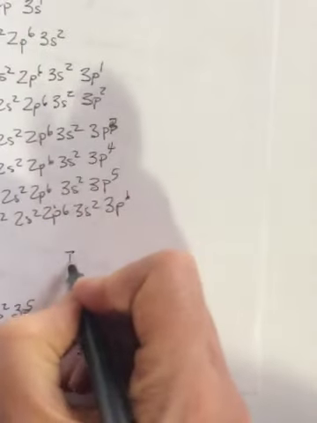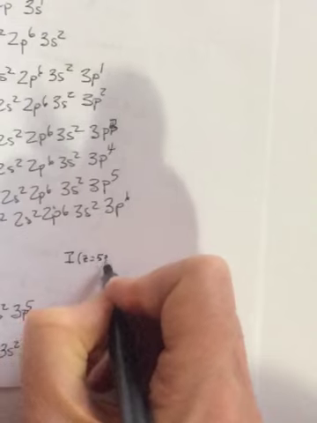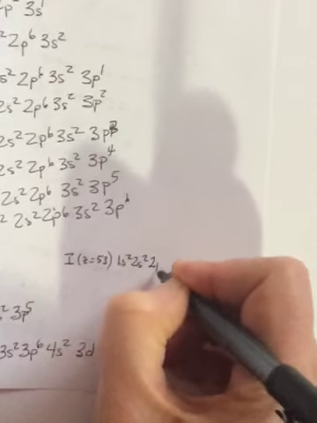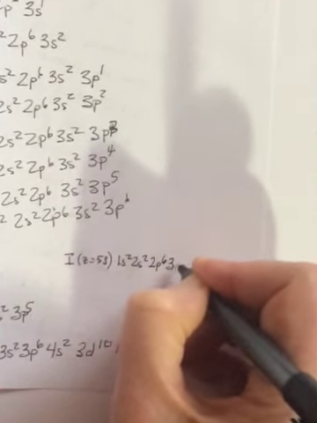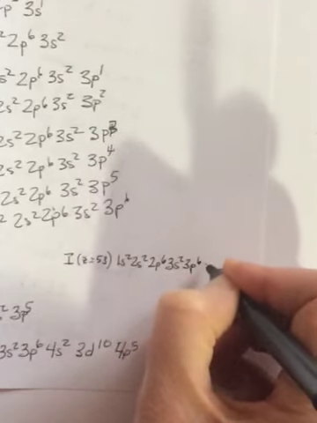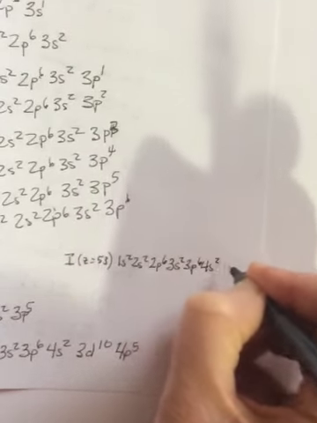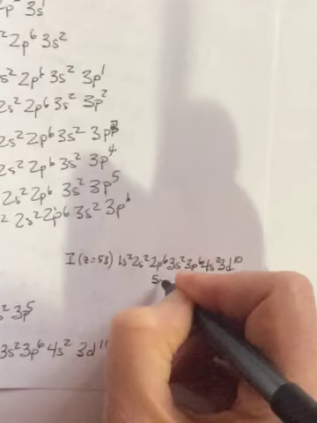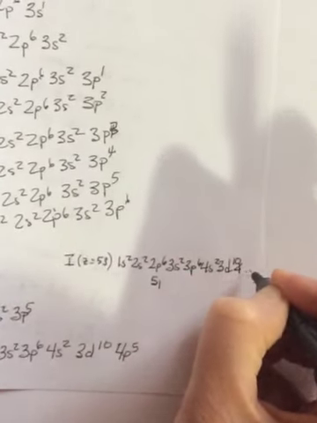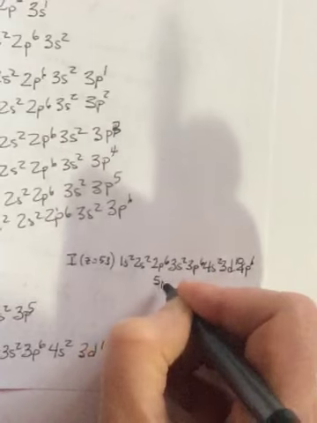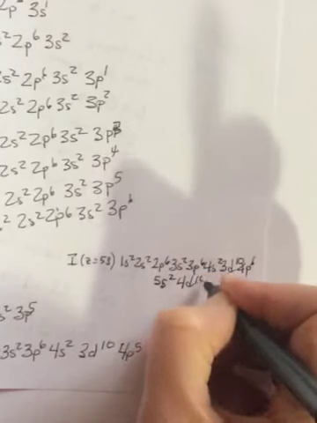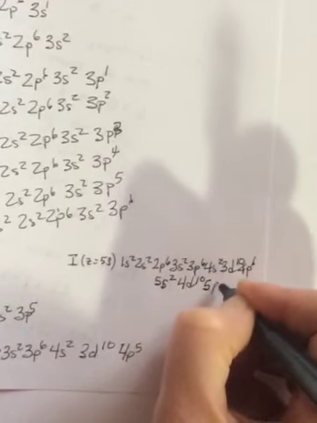After bromine is iodine. Z equals 53. So 1s2, 2s2, 2p6, 3s2, 3p6, 4s2, 3d10, 4p6, 5s2, 4d10, and this should be 5p5.